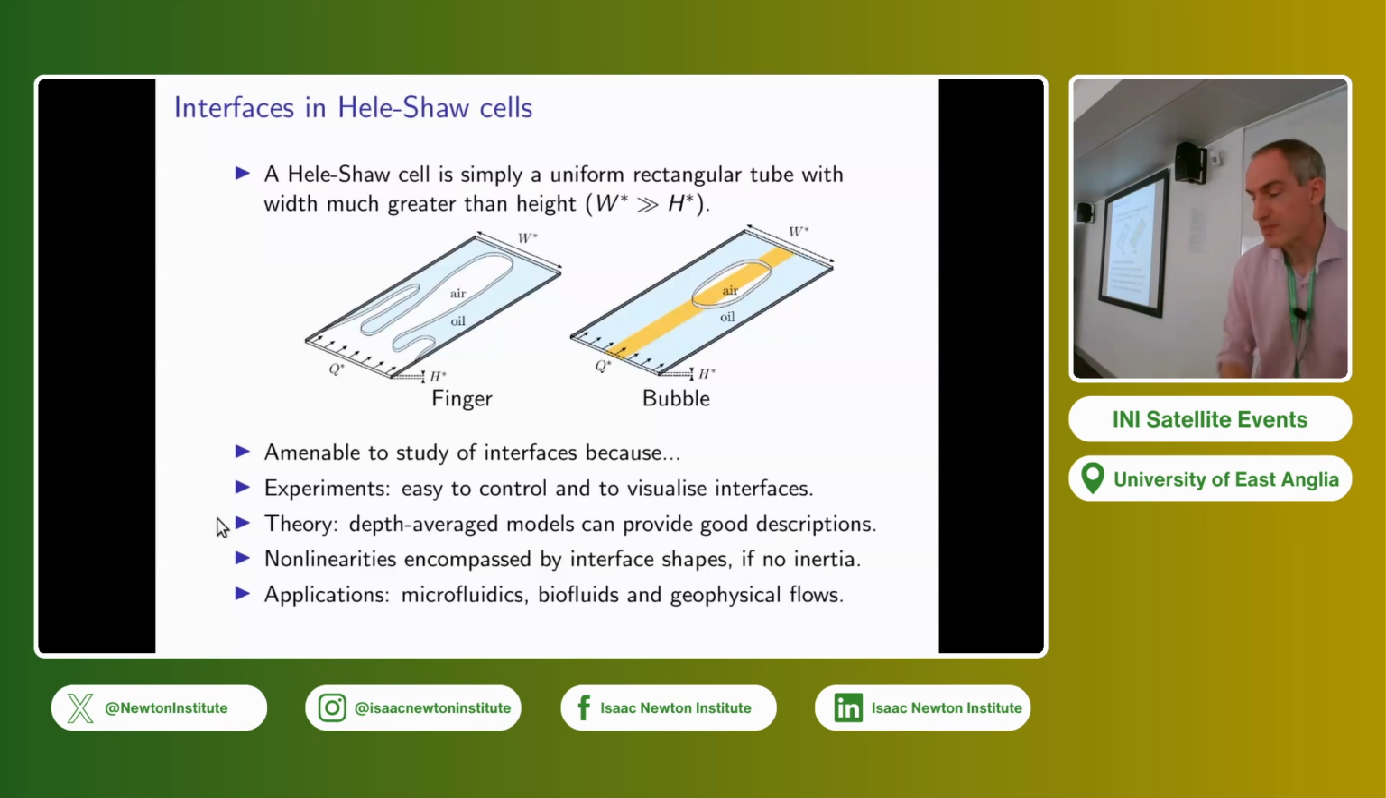We can appeal to depth-averaged models for the theory. So rather than solving three-dimensional equations, we can solve two-dimensional equations. And if we don't have any inertia, all of the nonlinearity is encompassed in the interface. So looking at the interface shape essentially tells you about the state of the system.